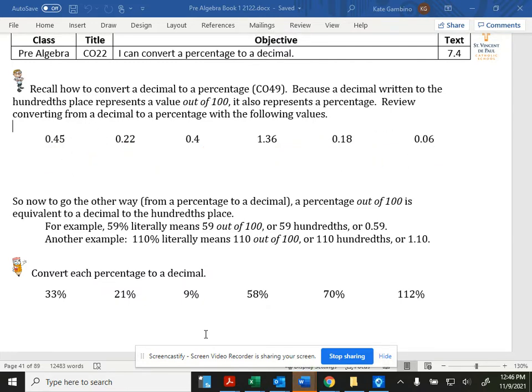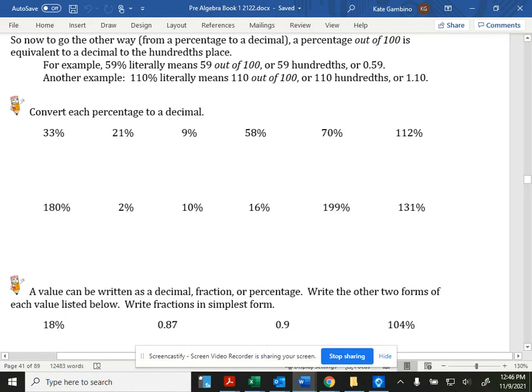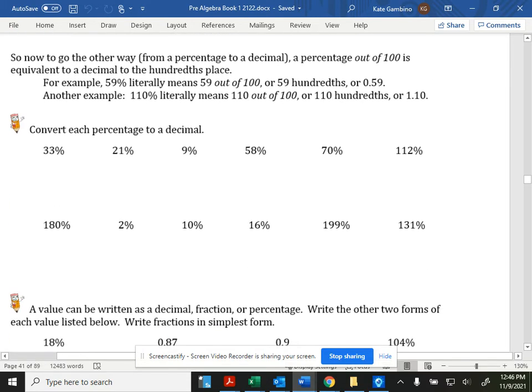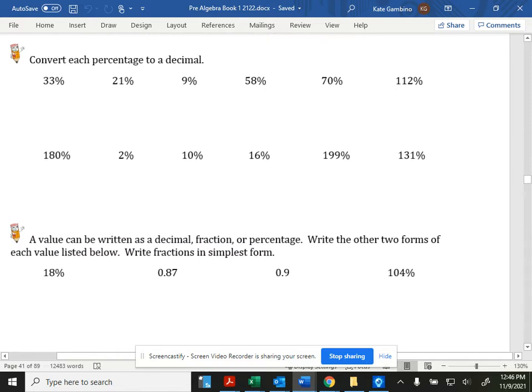So let's scroll up. All right, so we convert each percentage to a decimal. 33%. What would that look like as a decimal? Joseph. 33%. How would I write that? 0.33. 0.33, because that is our hundredths place, so we read it as 33 hundredths, and we know 33 hundredths is 33%.